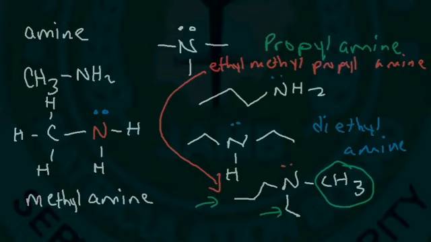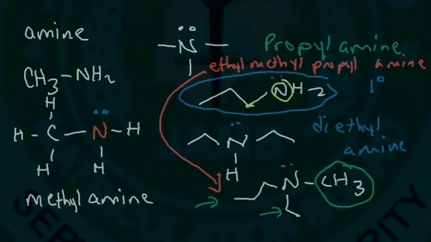Now, this is known as a primary amine because the nitrogen atom is only attached to 1 carbon atom. Now, it's a little bit different from alcohols. Now, this is a secondary amine because the nitrogen atom is attached to 2 carbon atoms. And this is a tertiary amine because nitrogen is attached to 3 carbon atoms. So those are some things that you just have to know.